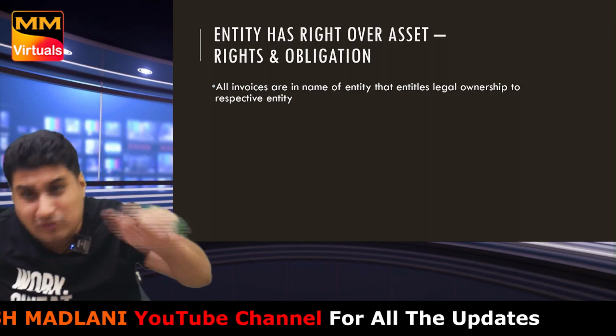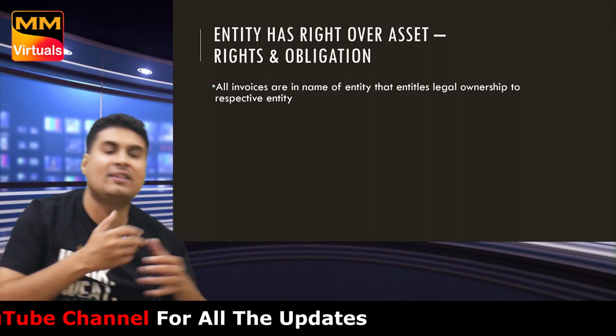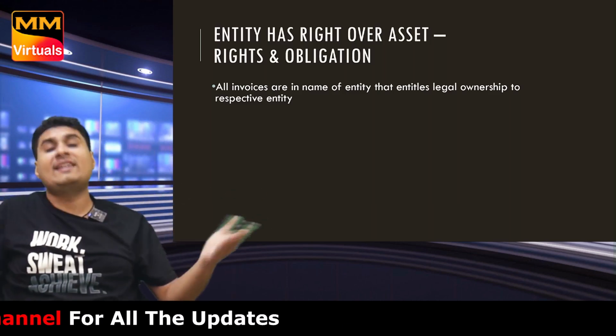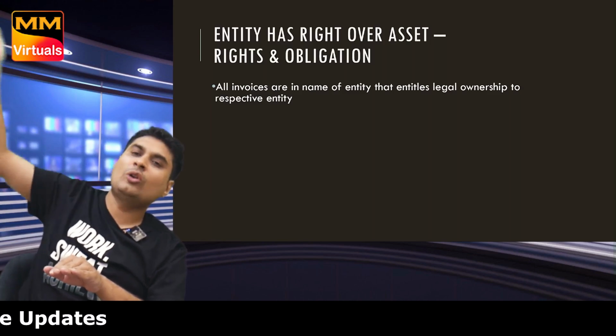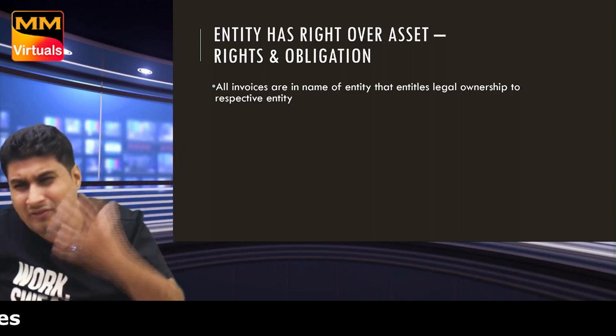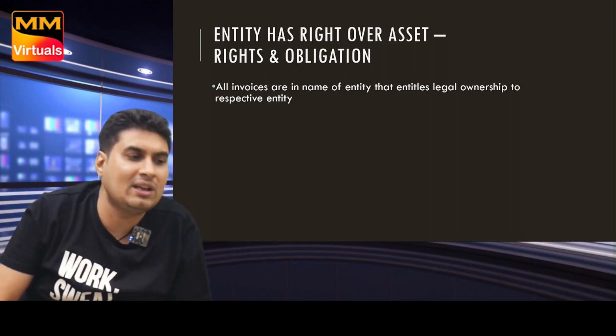Verify register of charges to see if the asset is pledged and against it loan is taken. But in register of charges, what will I write? Asset is mine, but I have given it as a security to a third person. So I cannot sell the asset. There are several ways to check asset is mine or not. How to check? Simple. All invoices should be in name of entity.